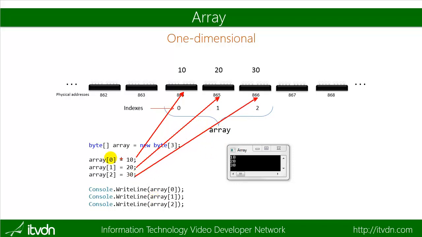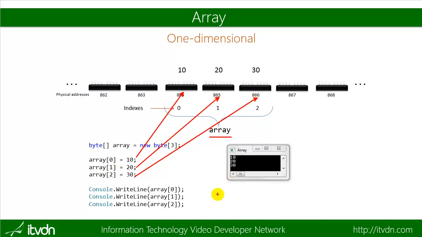Then you'll understand that after writing this, we've made the computer understand that we want 3 bytes, and we want them to have the same name, array. And we want this name to have indexes. So array 0 is this, array 1 this, array 2 this.